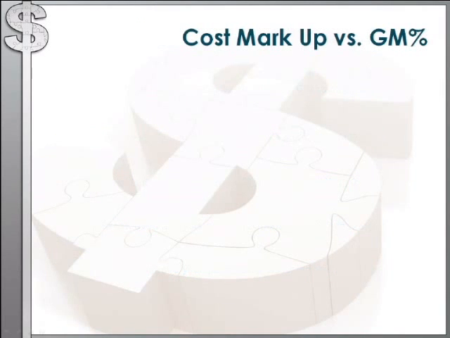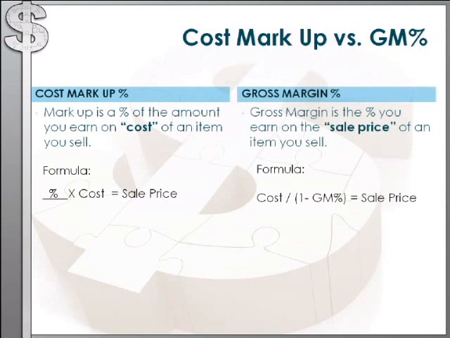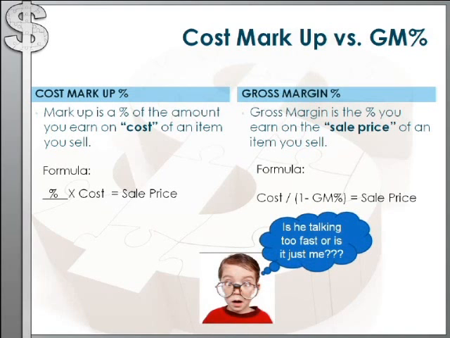To begin, let's take a look at the definitions of each of these pricing methodologies. Cost markup, as many of you may already know, is the percentage you're adding to your cost in order to arrive at your sale price. Whereas gross margin percentage is a percent you earn on the sale price of the items that you sell. Now below I've put in some formulas on how to calculate the sale price in both methodologies. However, I believe that most people are using percentage over cost just because maybe they find it easier.